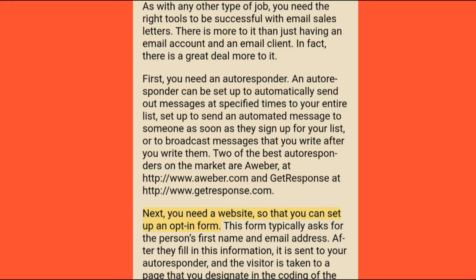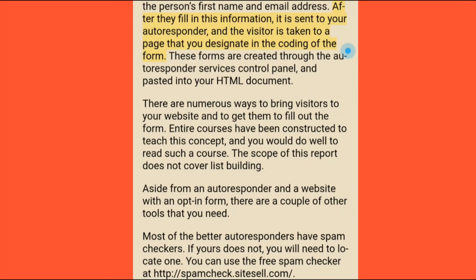Next, you need a website, so that you can set up an opt-in form. This form typically asks for the person's first name and email address. After they fill in this information, it is sent to your autoresponder, and the visitor is taken to a page that you designate in the coding of the form. These forms are created through the Autoresponder Services control panel, and pasted into your HTML document.